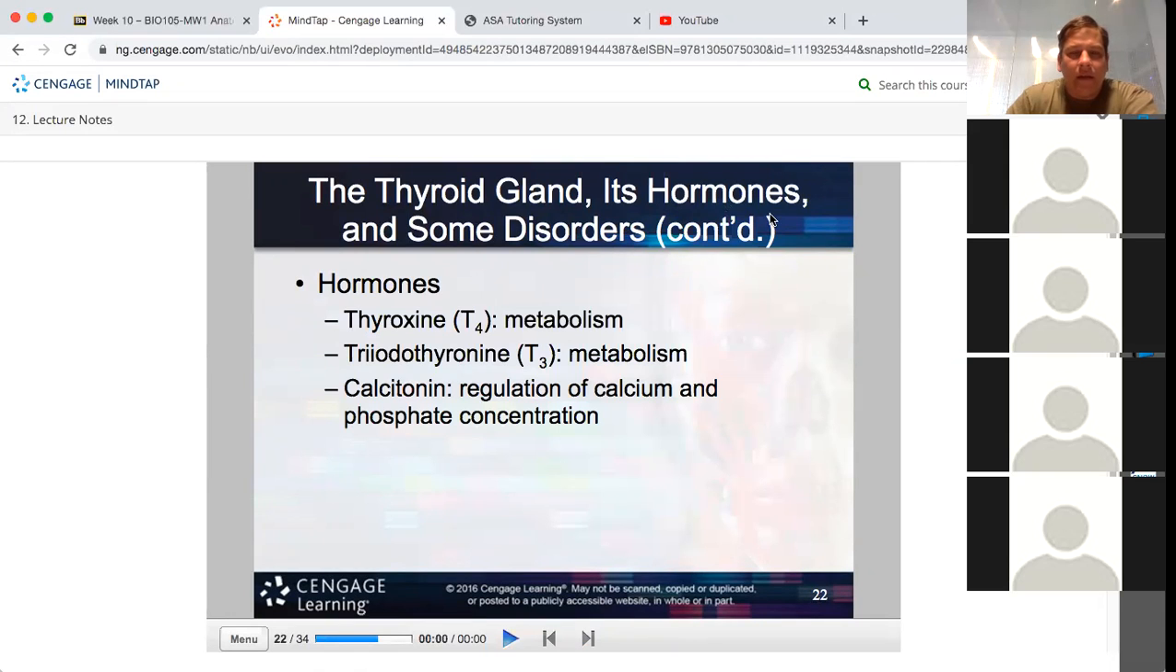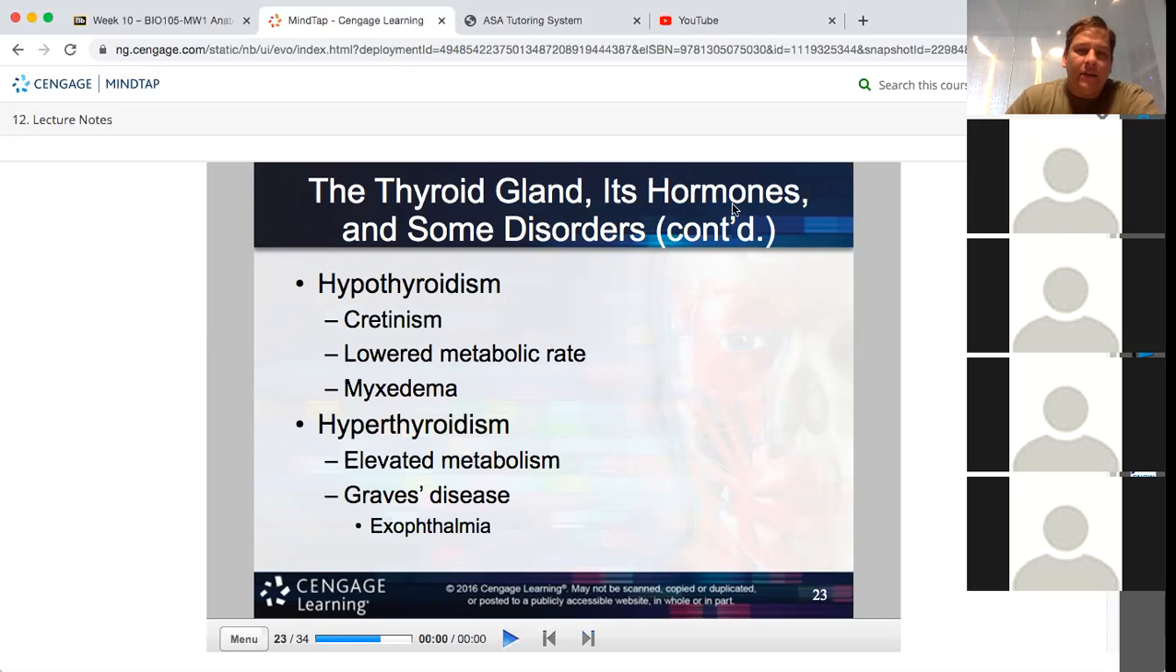The thyroid gland and its hormones and some disorders. Well, the thyroid produces the hormones thyroxine, T4, that works for metabolism, the triiodothyronine or T3 that also works in metabolism, and the calcitonin hormone that regulates calcium and phosphate concentration. So it regulates the calcium that is used in the bones.